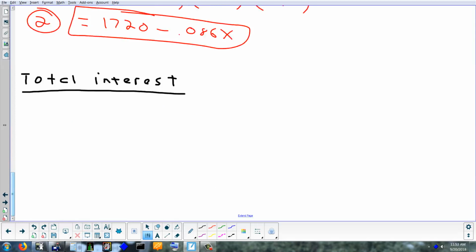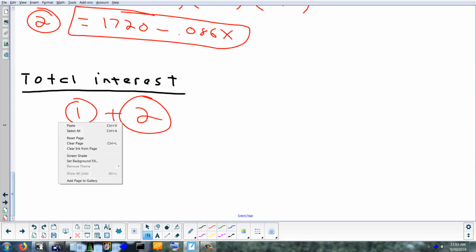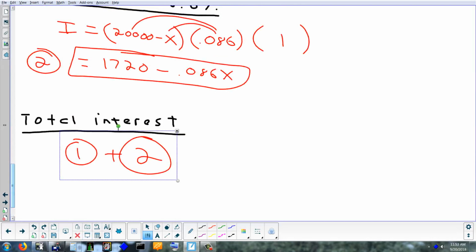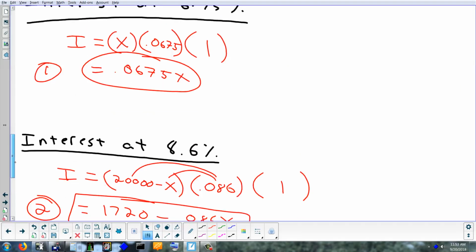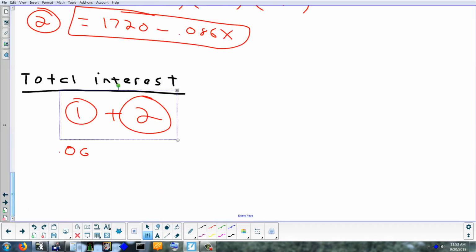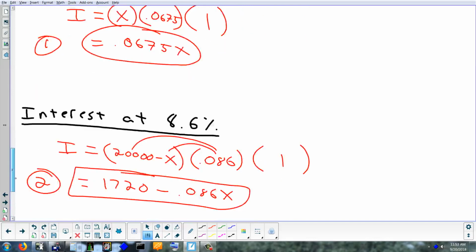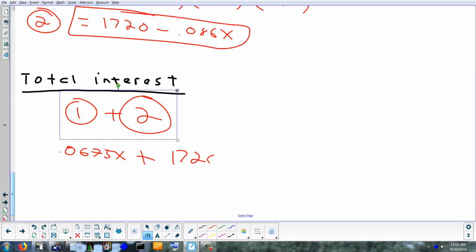So the total interest is basically doing this. Take the money earned from the first investment plus the second. So let's look up what box 1 was. 0.0675x plus box 2, 1720 minus 0.086x.